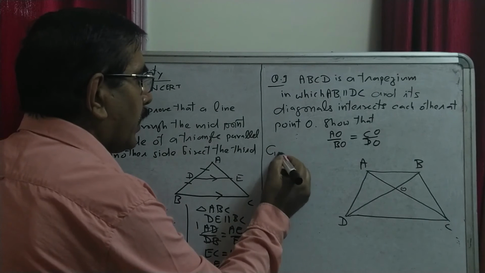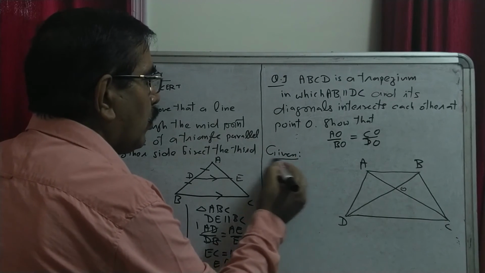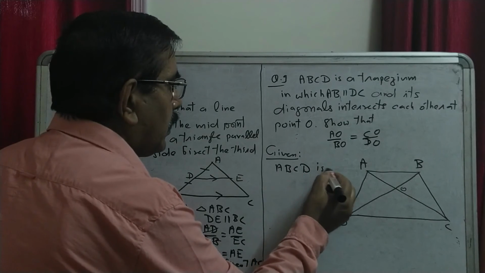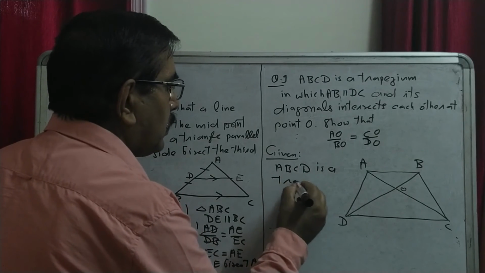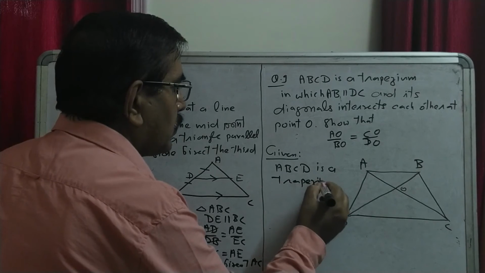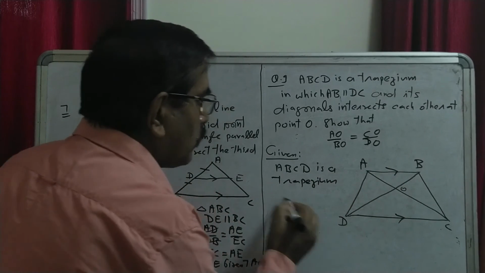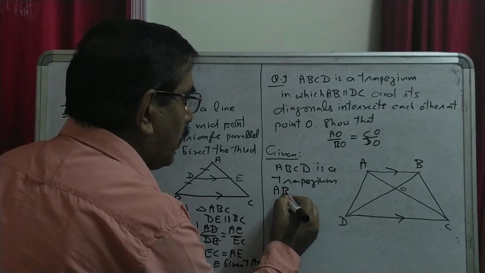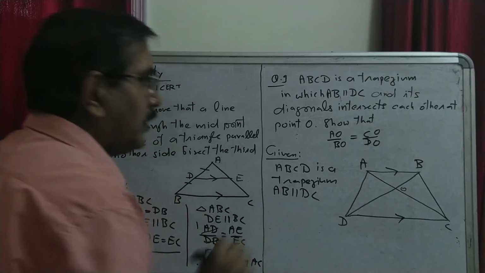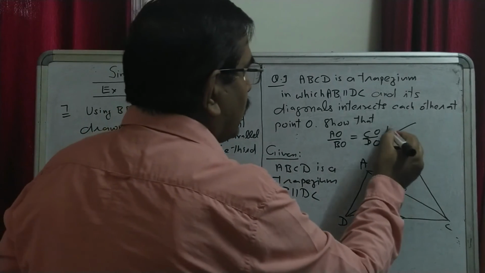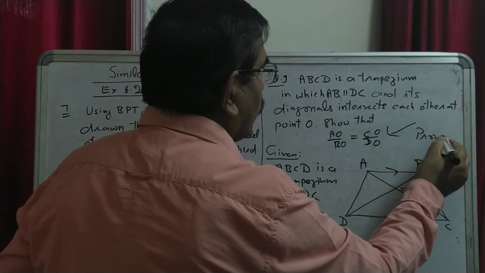So what is given here? You have ABCD is a trapezium. So this is given with AB parallel to DC. This is given. Okay children. So what do we have to prove? This part we have to prove.